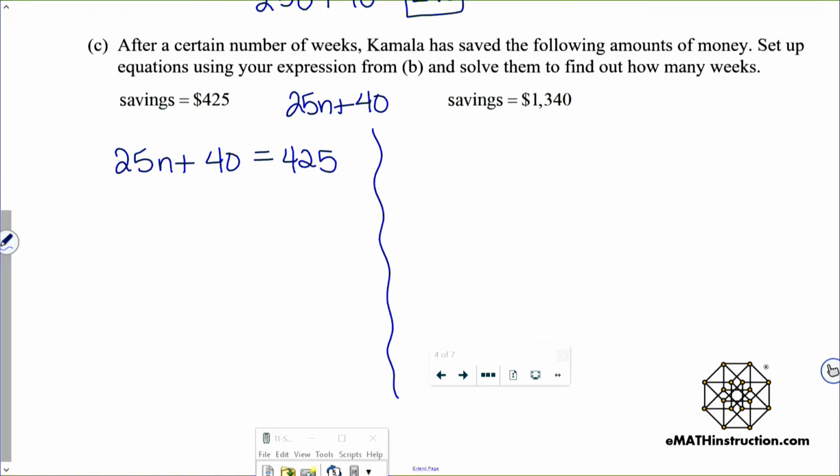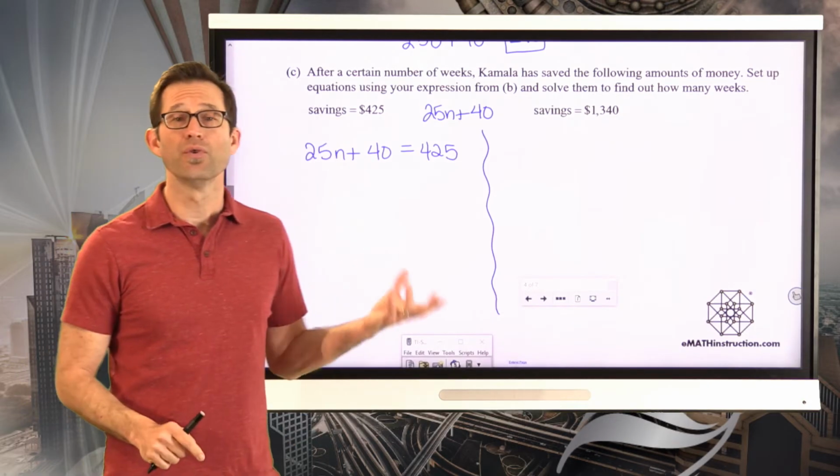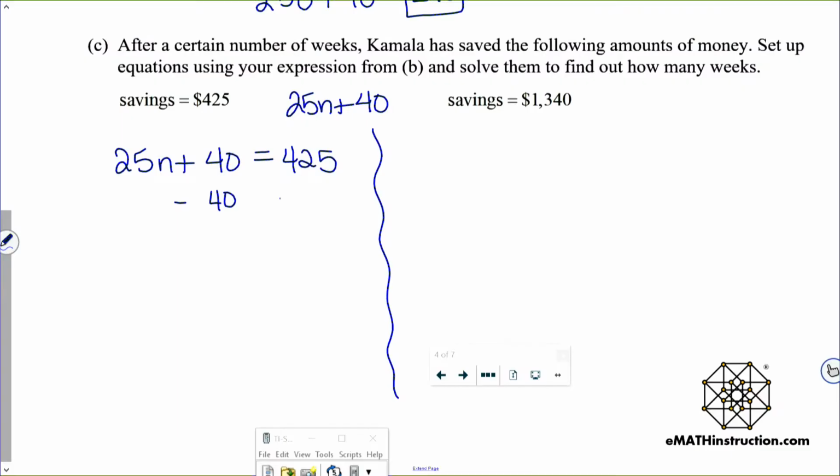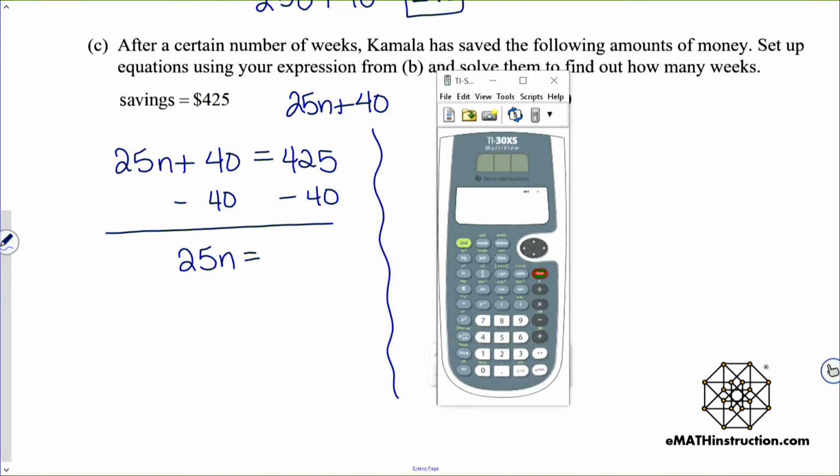All right. Now this is a fairly simple two-step equation to solve, right? I'm just going to subtract 40 from both sides. All right. And again, this is where a calculator can become handy just to make sure you don't make any kind of easy mistakes. So I maybe will take my own advice right now.